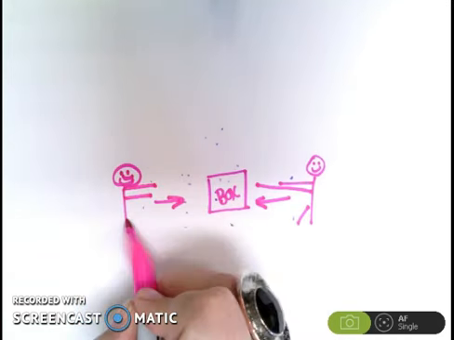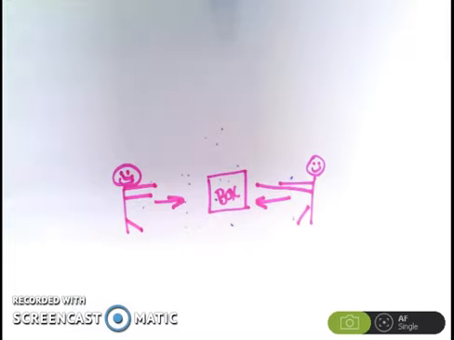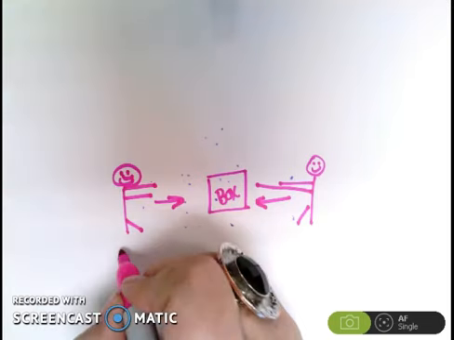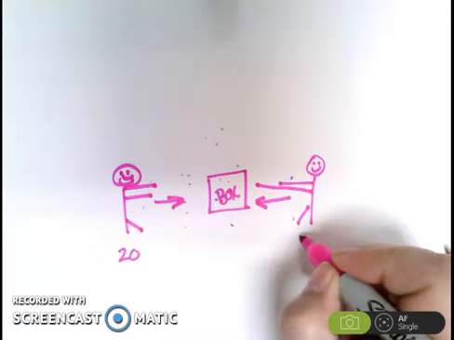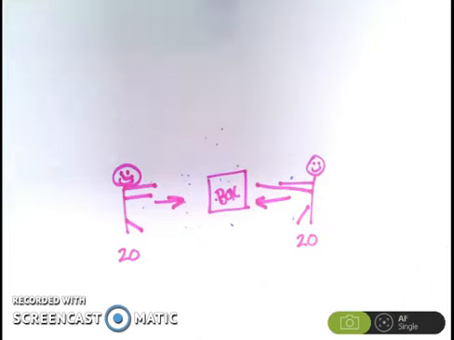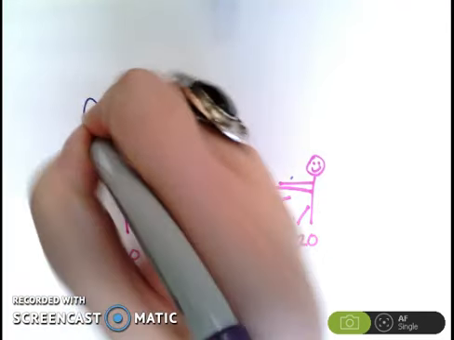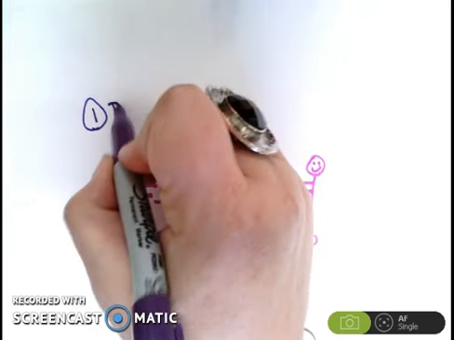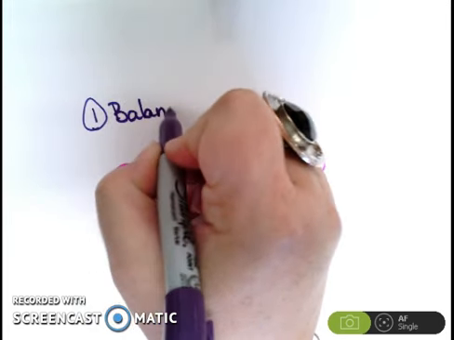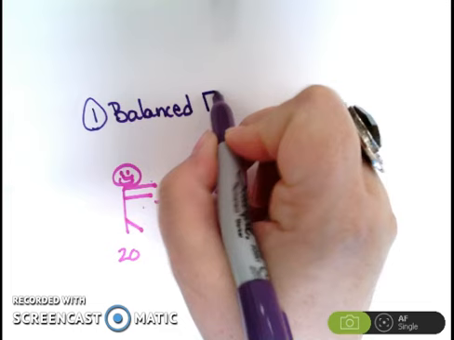So if they're both standing on opposite sides of a box and push on it with the same force, let's say he's pushing with 20 and he's pushing with 20, what's going to happen? Well, the first thing that's going to happen, it's going to be a balanced force.